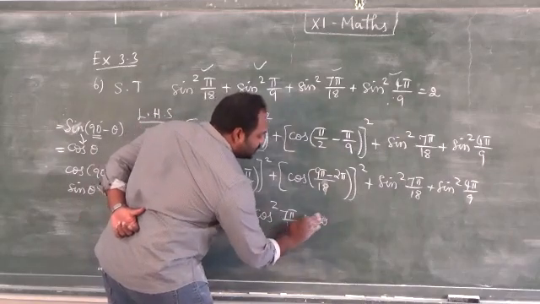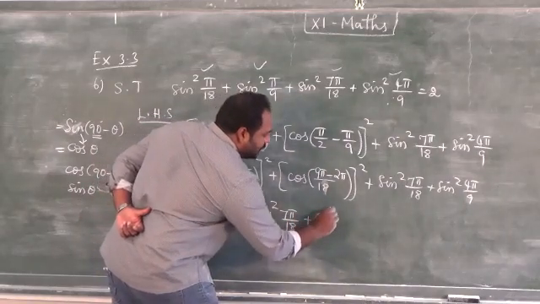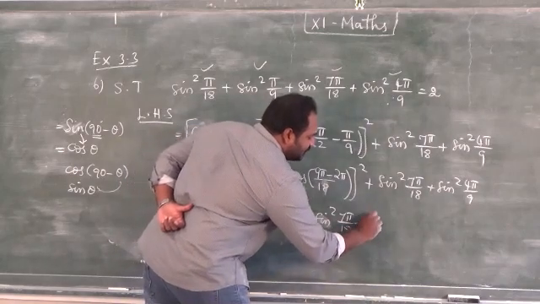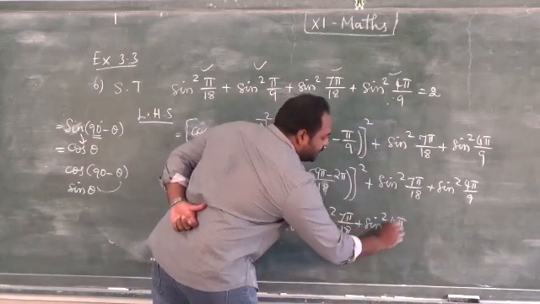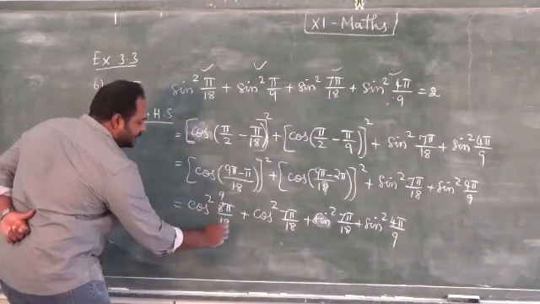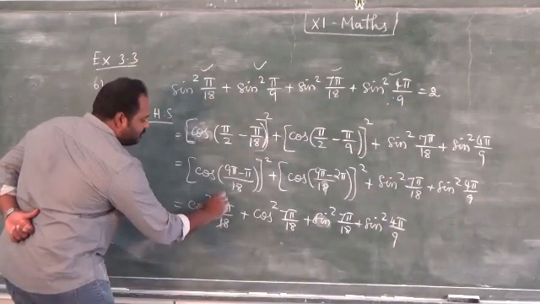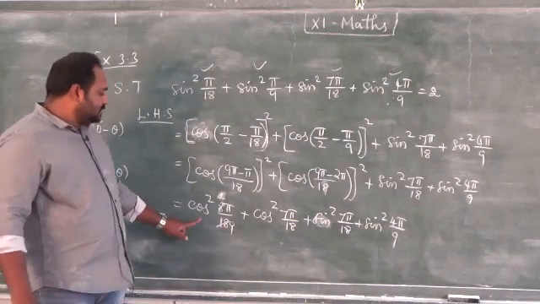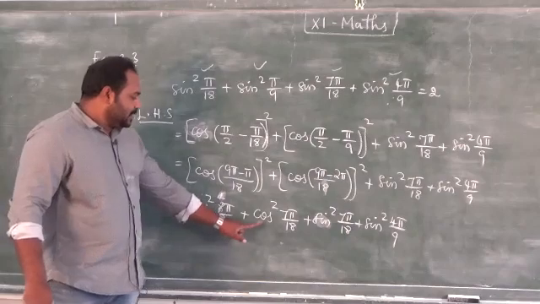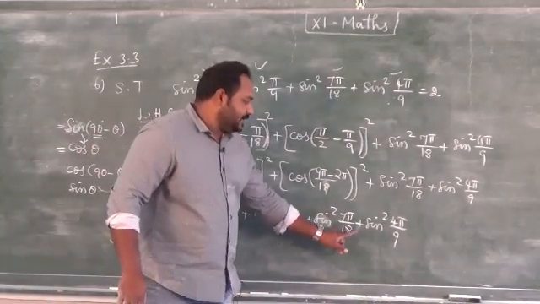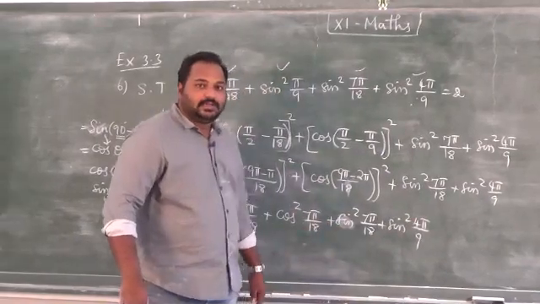Plus sin square 7 pi by 18 plus sin square 4 pi by 9. So here we have cos square 4 pi by 9, cos square 7 pi by 18, sin square 7 pi by 18, sin square 4 pi by 9.